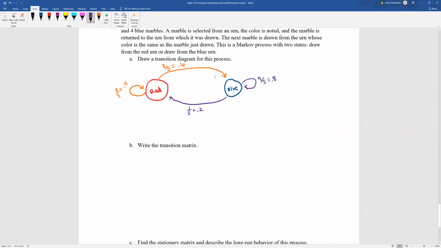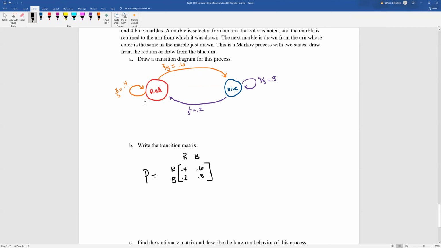Okay, so the transition matrix for this, P equals, remember this is going to be current to next. So I'm going to call it R and B for red and blue, and red and blue. So if I'm in red, the chance I'm going to get red again was 0.4. If I'm in red and I'm going to move to blue, that chance was 0.6. If I'm in blue, the chance that I'm going to move to red was 0.2. And if I'm starting in blue, the chance I'm going to stay in blue is 0.8.